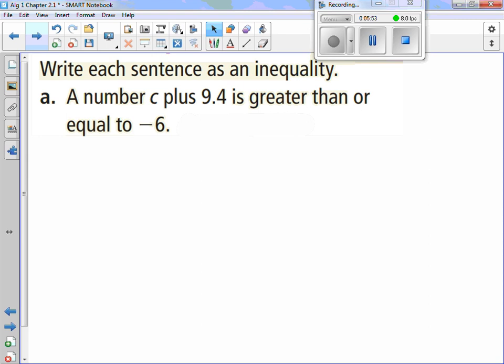Write a sentence as an inequality. A number c plus 9.4 is greater than or equal to -6. So what would I write first? Then?